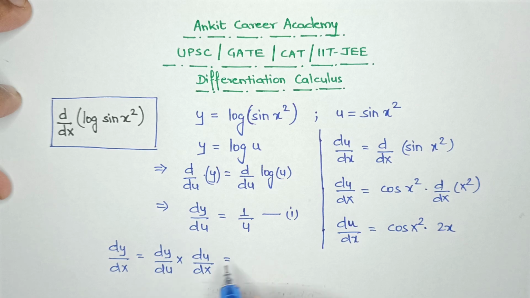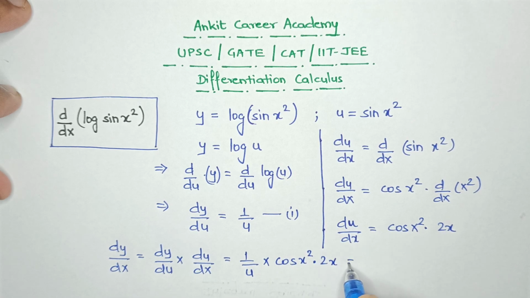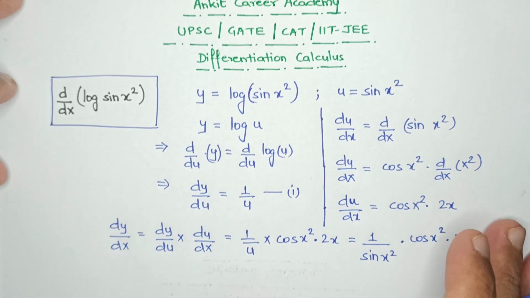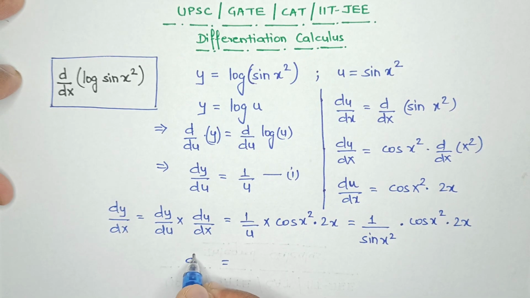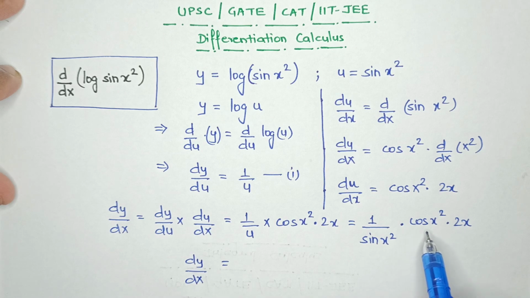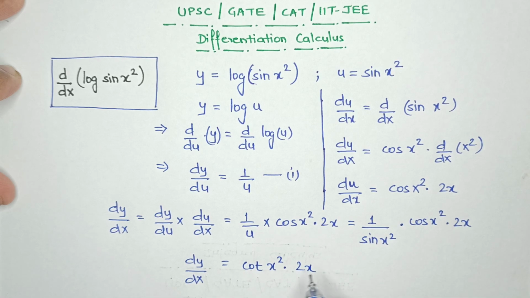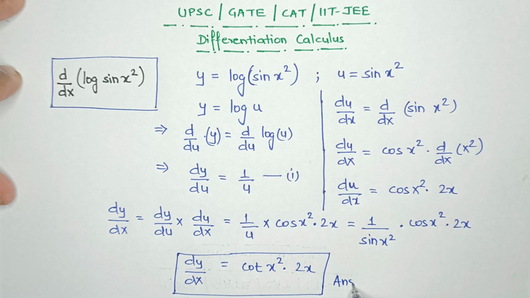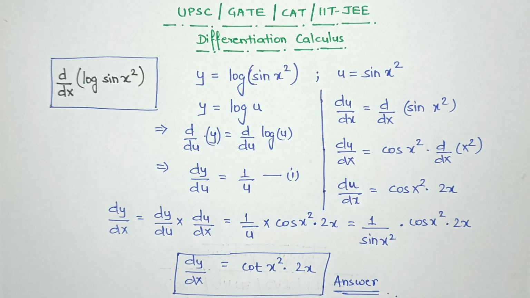So dy by du is 1 divided by u multiplied by du by dx. So du by dx is cos of x square multiplied by 2x, but the value of u is sine of x square, so this would be 1 divided by sine of x square multiplied by cos of x square multiplied by 2x. Now if you notice, on the left hand side we have dy by dx, and on this side we have cos divided by sine, which is cot of x square, and 2x remains intact. So that means the final answer that we were looking for is cot of x square multiplied by 2x.